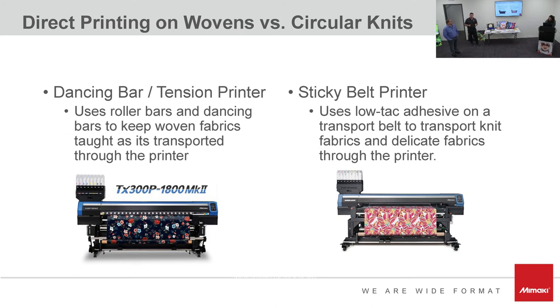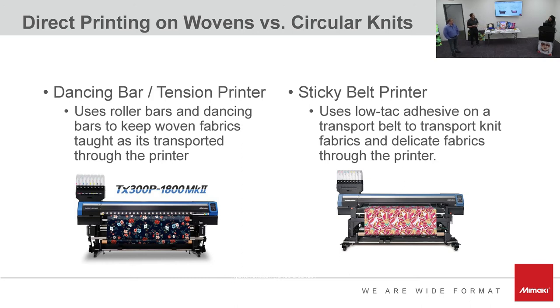So once we know we have to print directly onto the fabric, it's different than paper printers, because there's a couple of different types of fabric printers. There's one that we have downstairs that uses the dancing bar and the tensioner to keep the fabric taut from the back of the machine to the front of the machine.